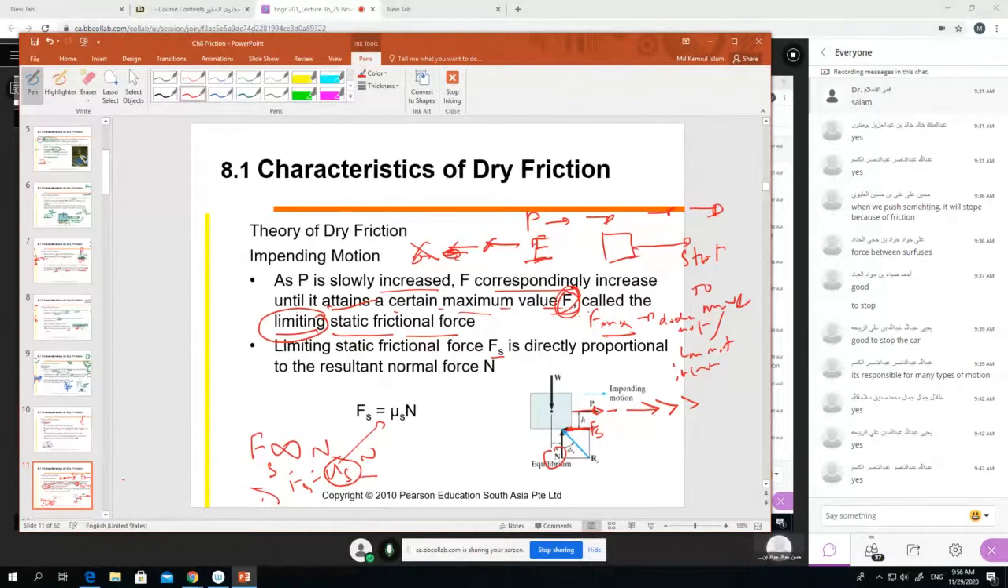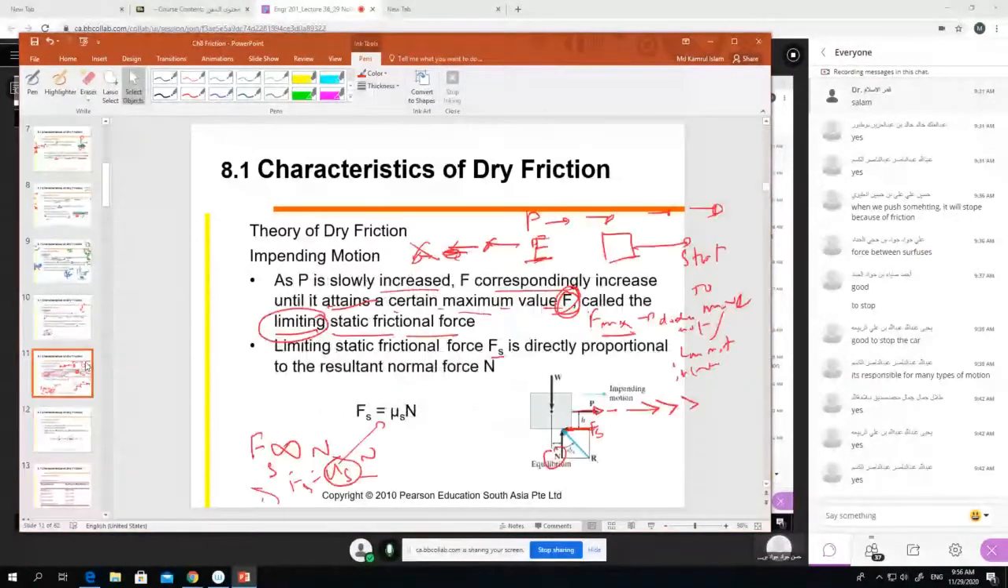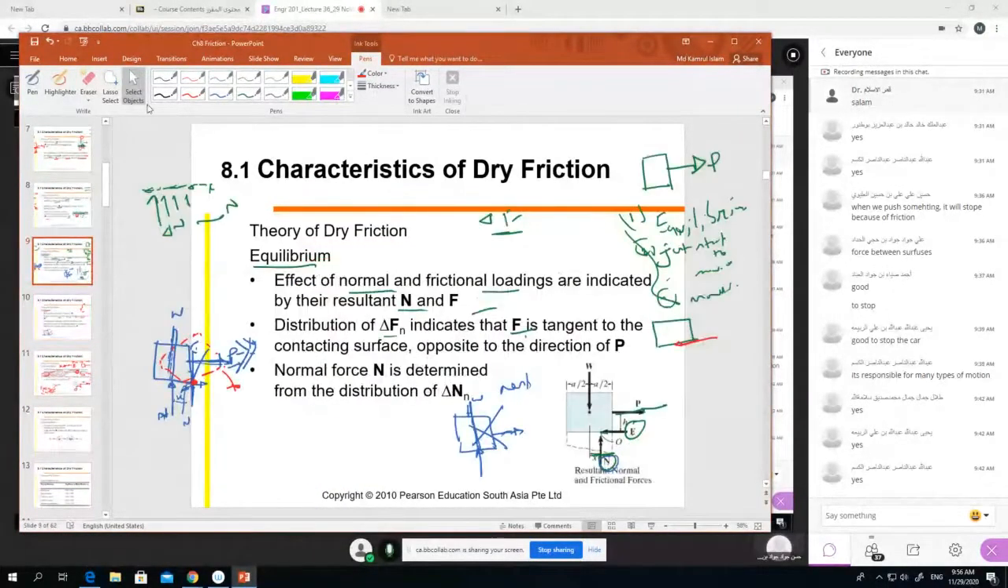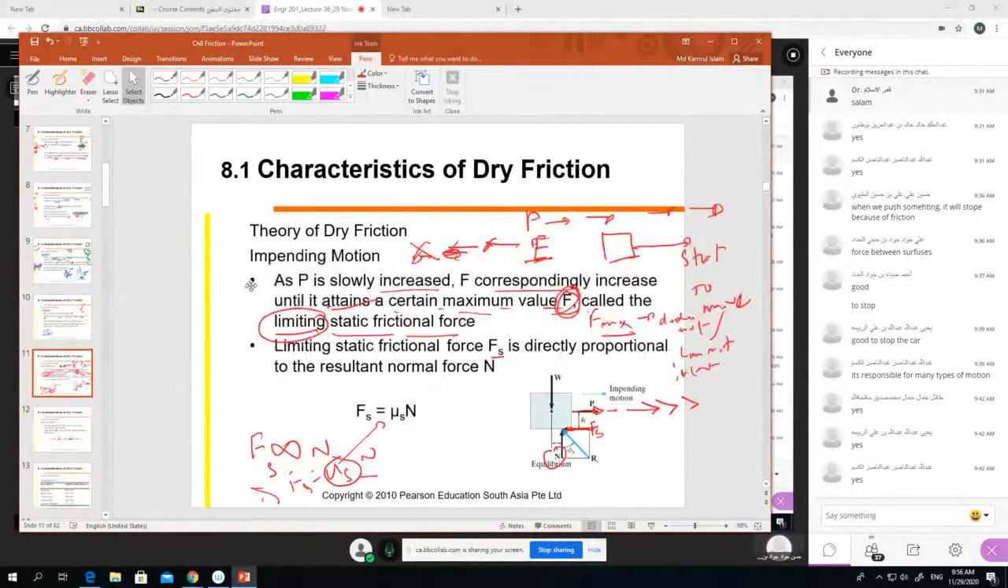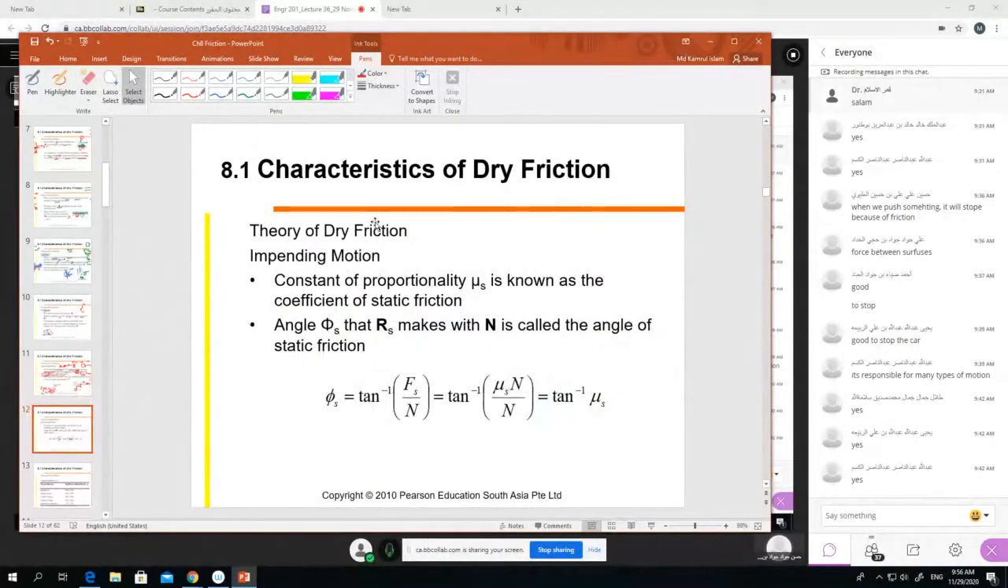Next chapter we will learn this. Next slide. Okay, next slide we'll start. So this is the equation, this is the situation. Up to here is the equilibrium, but when P increases and F cannot, at that time we say there is impending motion. That means it just starts to move. It's called impending motion.